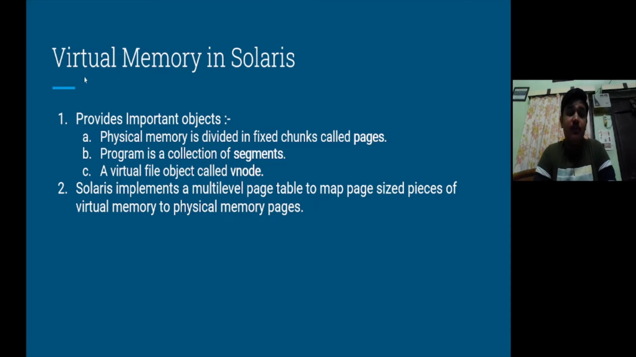So what are the different virtual memory resources? There are some important objects. The physical memory is divided into fixed chunks called pages, and the default size is 8 KB. The program is a collection of segments. There is a virtual file object called vnode. SolarSys implements a multi-level page table to map page-size pieces of the virtual memory to physical memory pages.